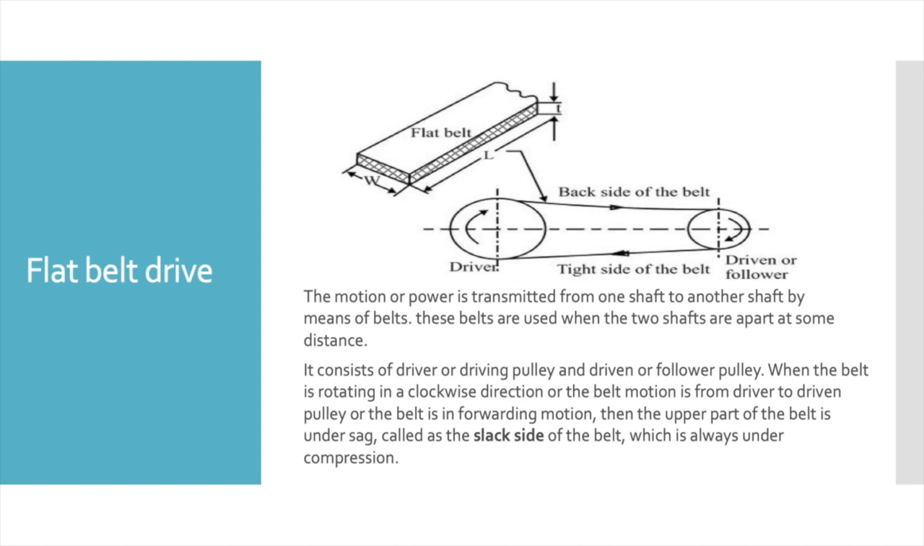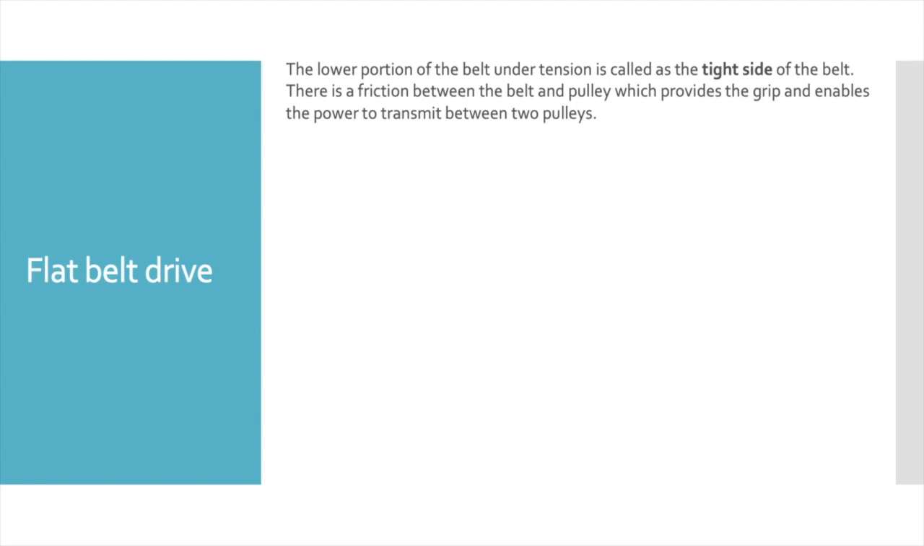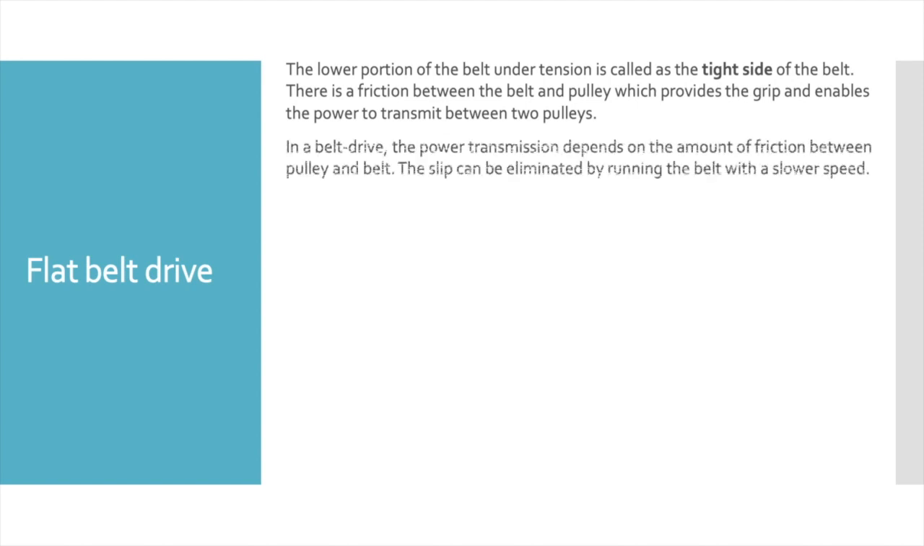This sag is nothing but the upper part of the belt experiencing compression, and this side is said to be the slack side. The lower part of the belt, when the drive is in forward motion, is known as the tight side. This part of the belt experiences tension while the upper part experiences compression. In belt drive, the power transmission depends upon the amount of friction between the pulley and belt. It means that when the friction is high, the power transmission is efficient, and it's vice versa in the opposite case. The slip can be eliminated by running the belt at slower speed.